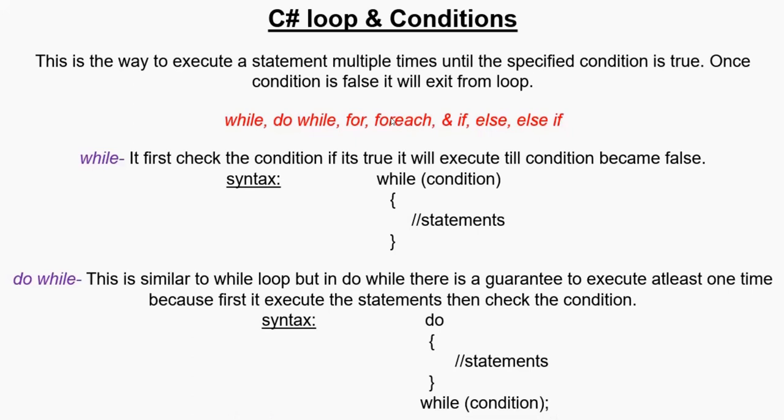Today we will learn C sharp loops and conditions. A loop is the way to execute a statement multiple times until the specified condition is true. Once the condition is false, it will exit from the loop. We have the while loop, do while loop, foreach, and the conditions if, else and else if. We will look into these one by one with an example.